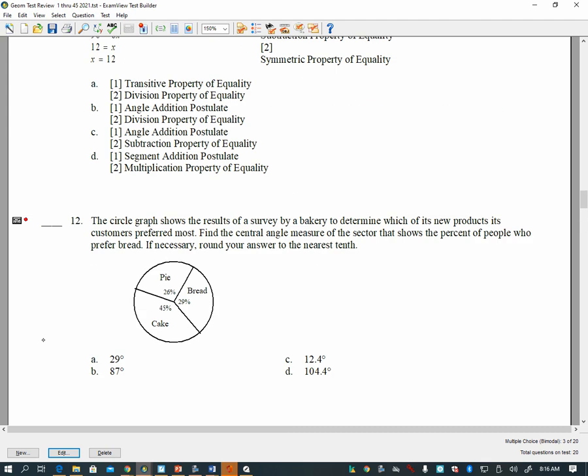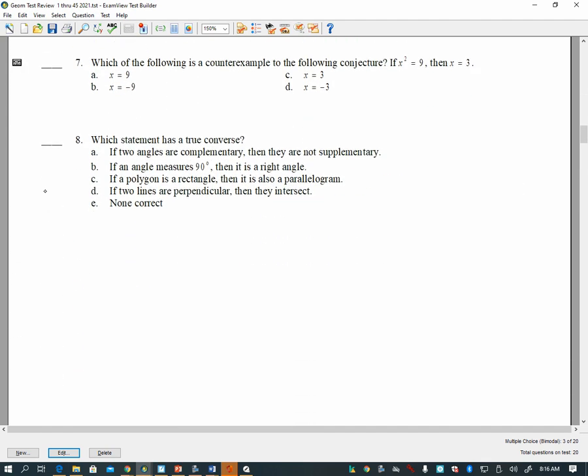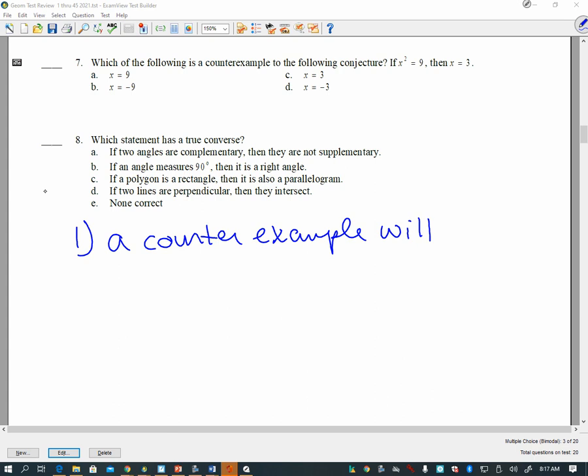Okay, let's go back up to number 7. Which of the following is a counterexample to the conjecture? All right, let's talk a little bit about counterexamples. A counterexample should do two things. Does anybody know what the first thing a counterexample should do? A counterexample will what?